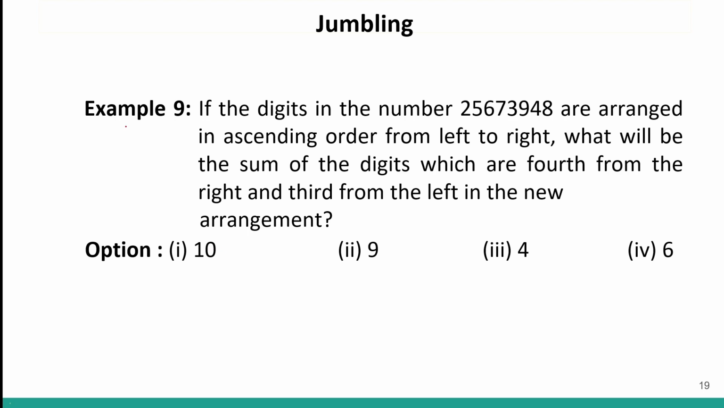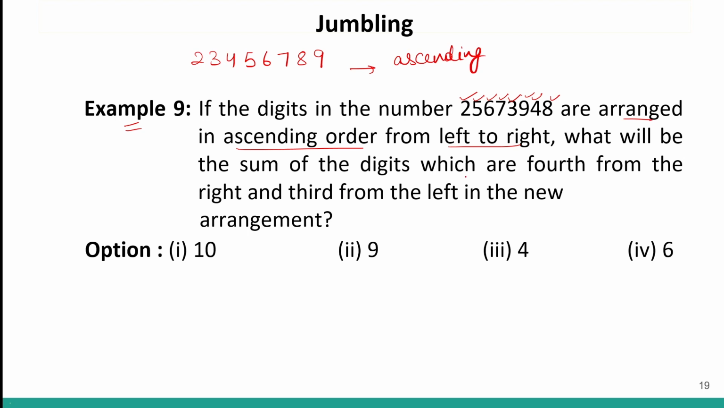Now, example number 9. This deals with digits. If the digits in this number are arranged in ascending order from left to right, which will be the sum of the digits? So we'll come to the question later. First, let us arrange them in ascending order. So if I arrange them in ascending order, it will be 2, 3, 4, 5, 6, 7, 8 and 9. This is ascending order. Correct?